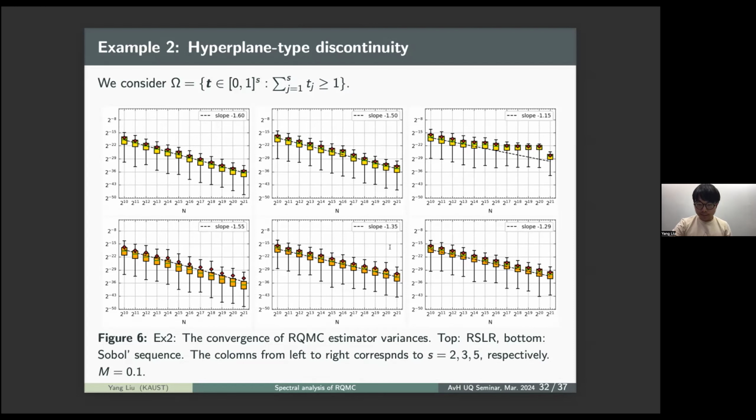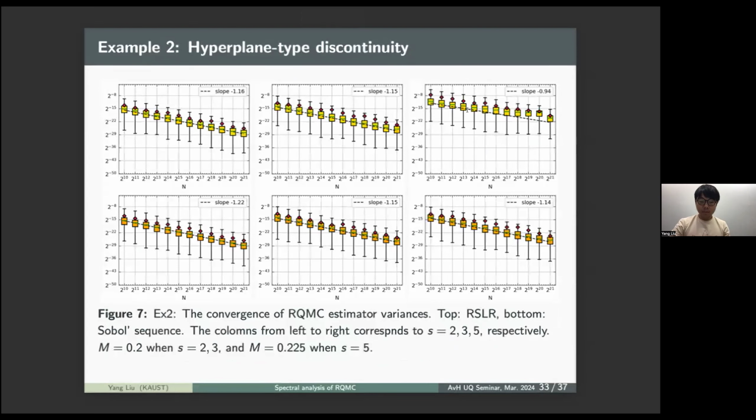So we expect the convergence rate to be minus 1 minus 1 over 3, but here we are seeing minus 1 minus 1 over 2. And the same thing happens for 5 dimensions. And when I'm increasing m to 0.2, all of these convergences are dominated by the m.